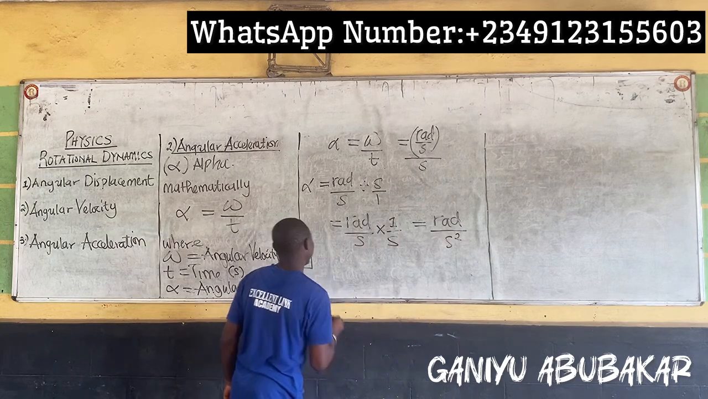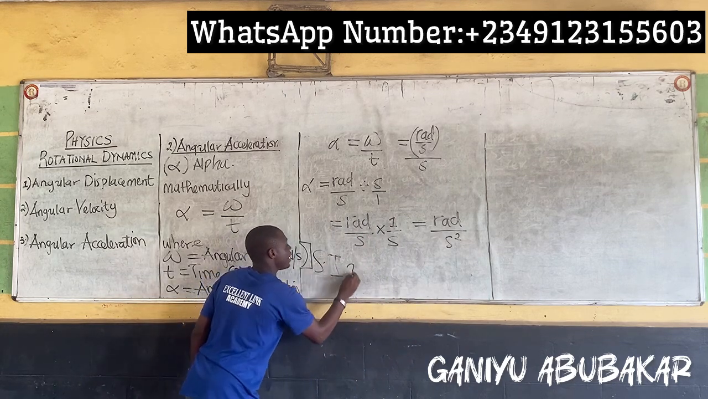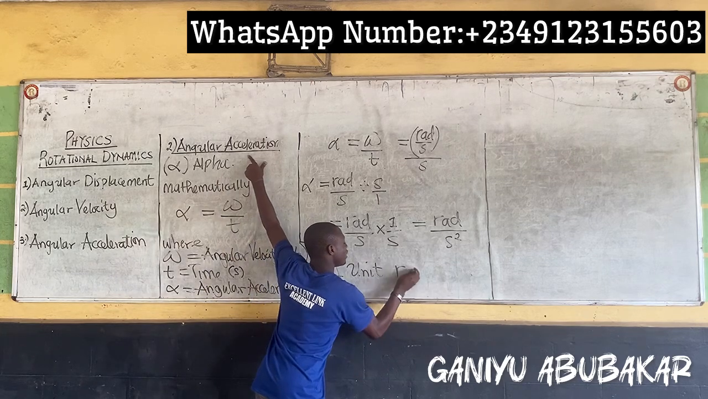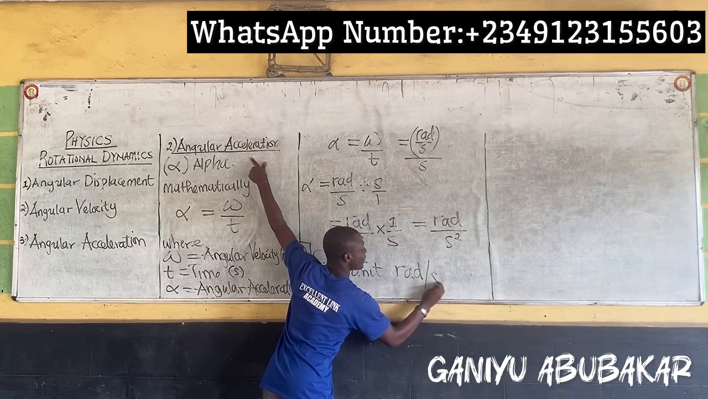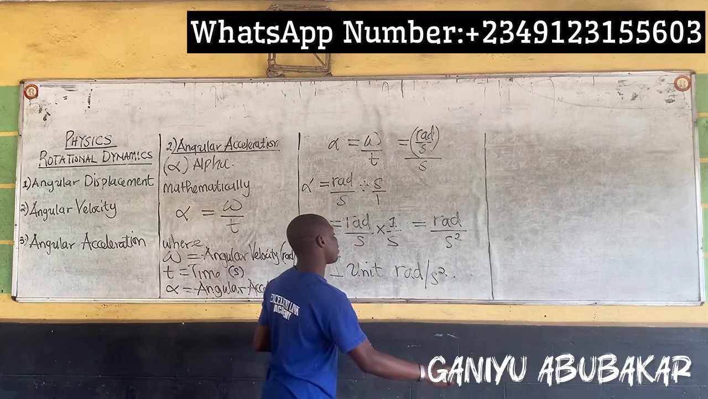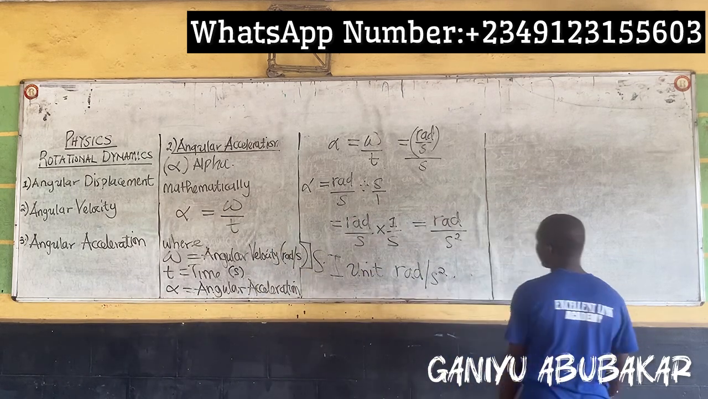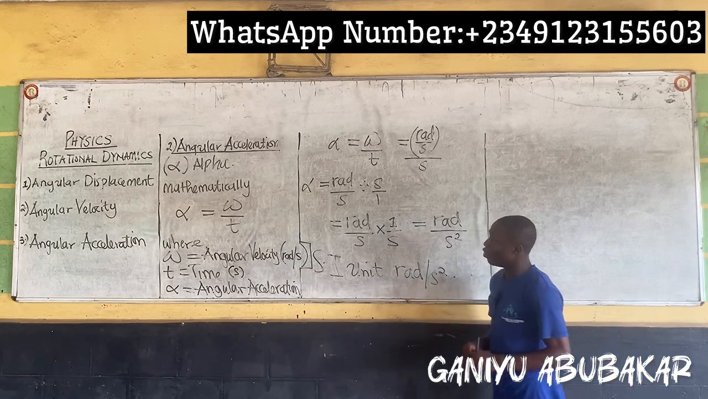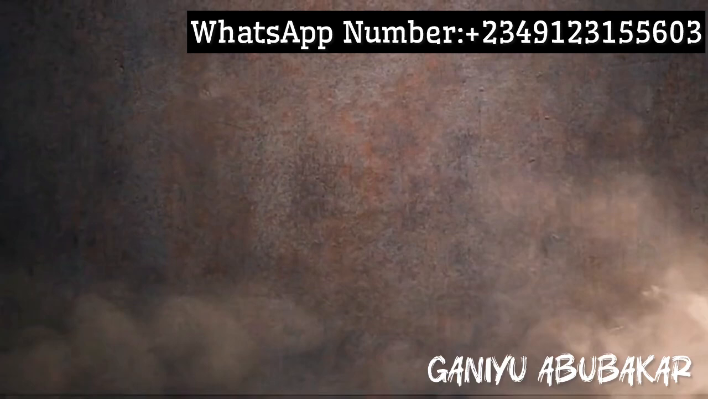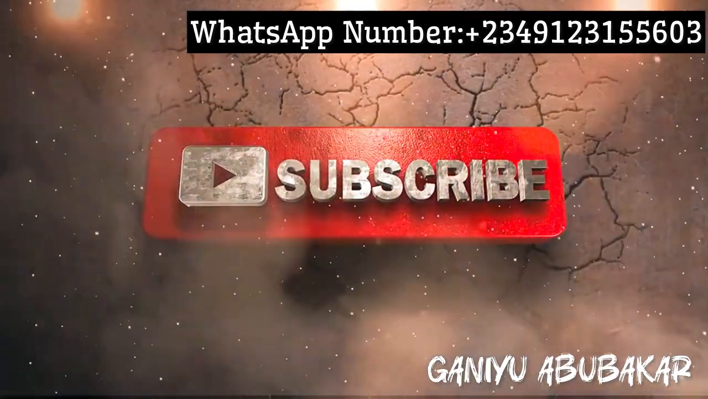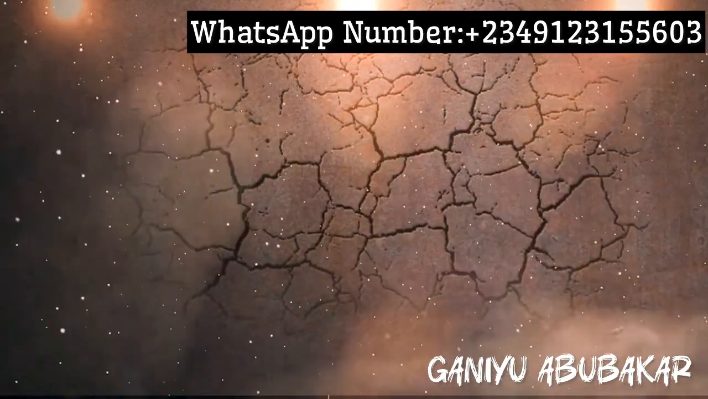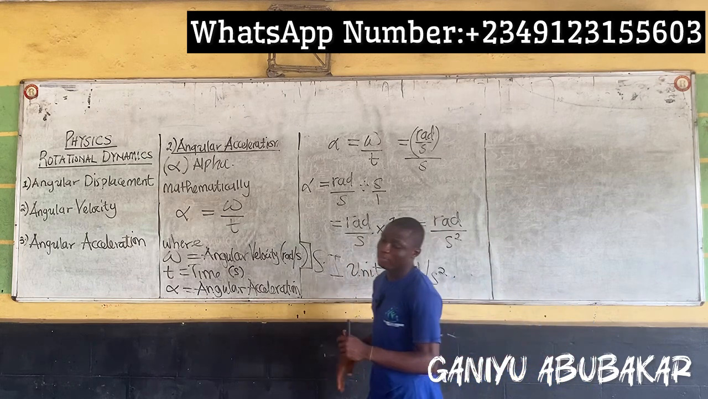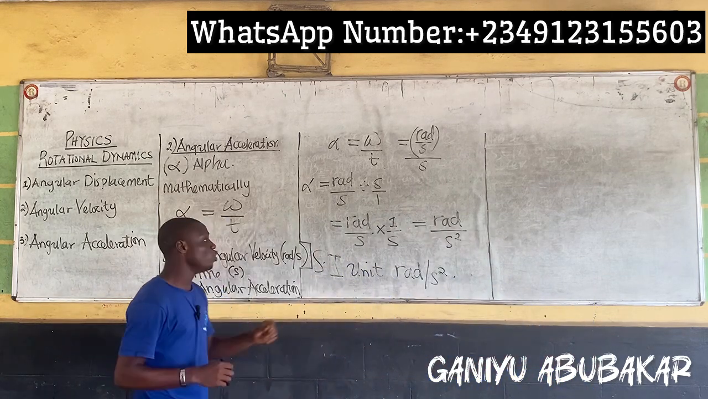So I'm saying that the SI unit for angular acceleration is rad per second squared. Rad per second squared is simply the SI unit for angular acceleration, as shown on the board below.